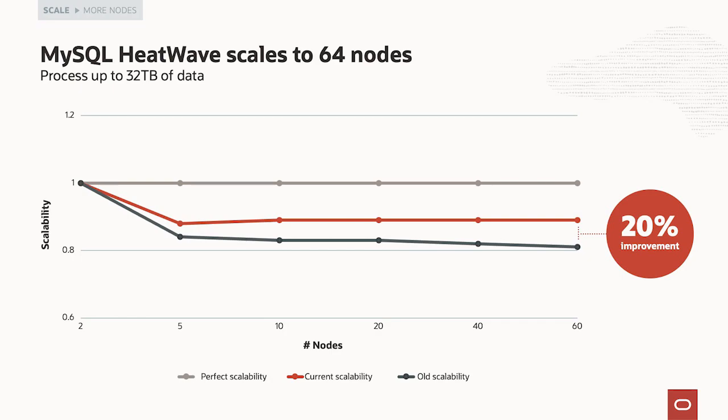Not perfectly flat, but pretty flat. MySQL HeatWave is now much better. So not only can we scale up to more nodes, all the way up to 64 nodes, but the scalability is now 0.89. So that means that as I add nodes to my cluster, I get to take advantage of 0.89 of the capacity of that node, adding it to the efficiency of my overall system.